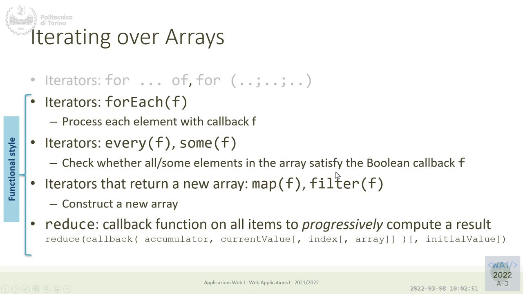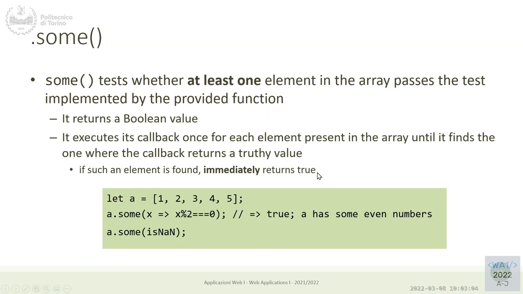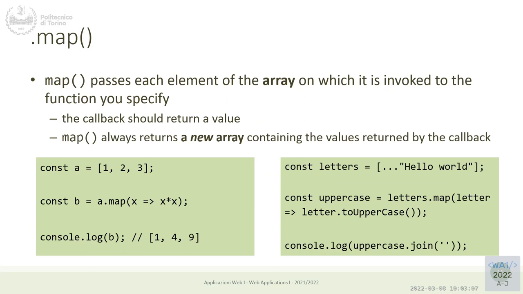And then we have two more interesting functions, which are map and filter. Okay, let's go to them. Map is the more useful one because it transforms an array into another one. So we iterate over the array, and for every element we call the callback function, and we build a new array starting with the result value of the callback function.